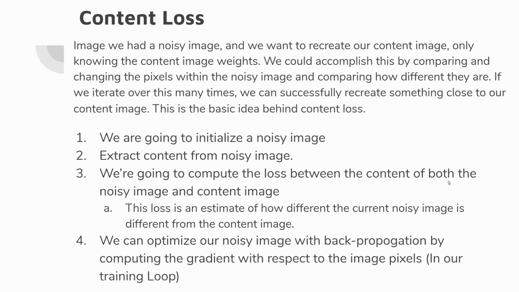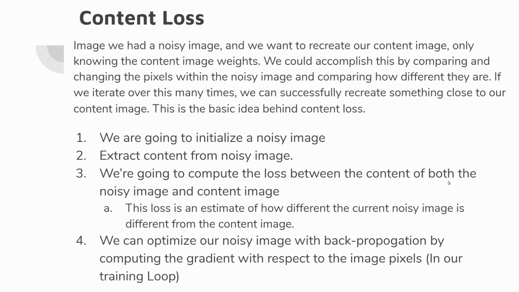So with content loss, what we want to do is recreate our content image from a random noisy image. The reason for this is because we're also applying the style to that concurrently. So how we're going to do this is by comparing the pixels for our noisy image, or our white noise image, to our content image and seeing how different they are. And then if we minimize the distance between the pixels, we can iterate over that a lot of times and we can get something very close to our original content image.